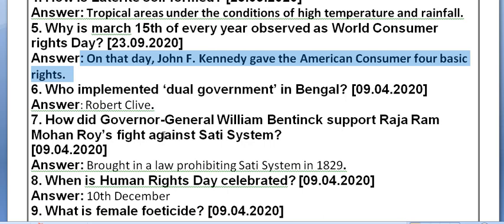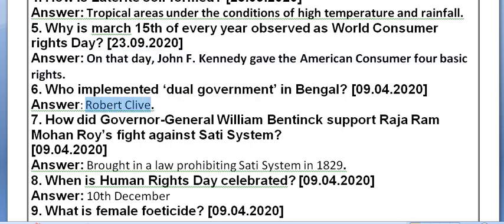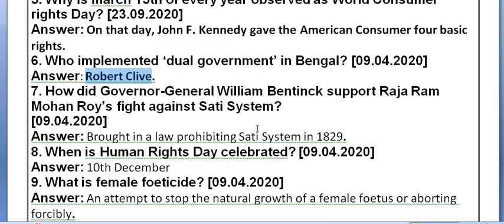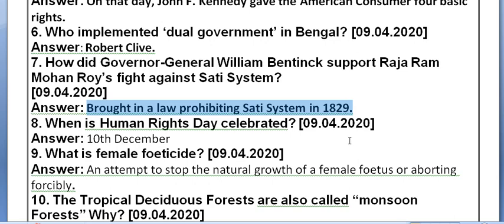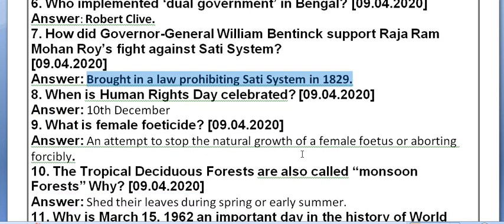Who implemented dual government in Bengal? The answer is Robert Clive. How did Governor General William Bentinck support Raja Ram Mohan Roy's fight against the Sati system? He brought a new law prohibiting the Sati system in 1829. When is Human Rights Day celebrated?